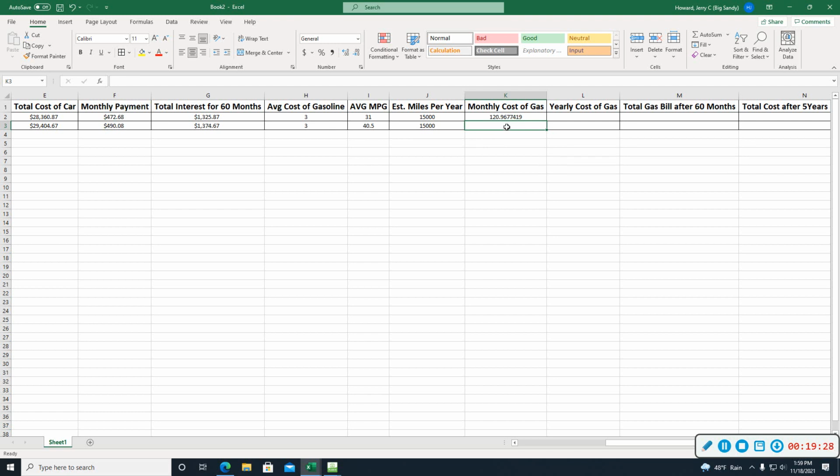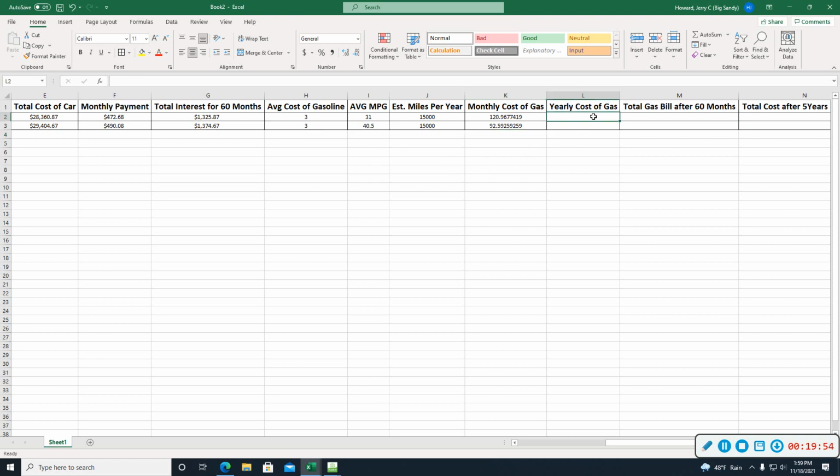So let's do the same thing down here. Hit equal, grab parentheses, grab this, divide it by 12, grab that. And then when you get that parentheses, you want to divide by the 40.5 and also times it by the $3 per gallon. So there's a little bit of difference in cost.